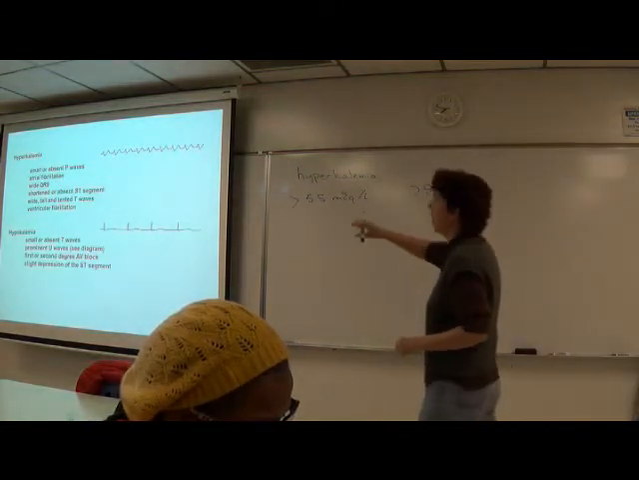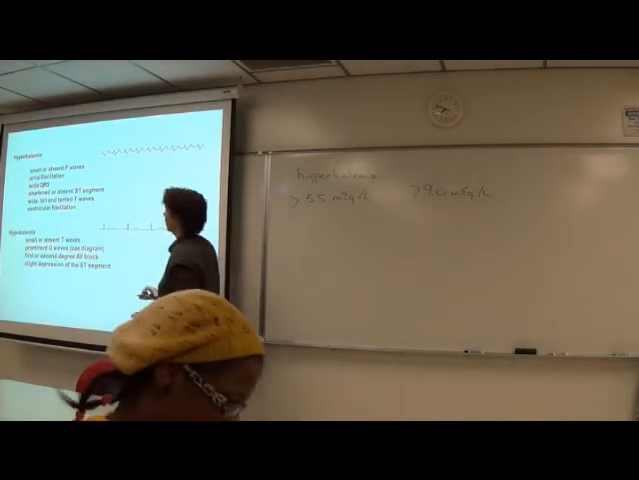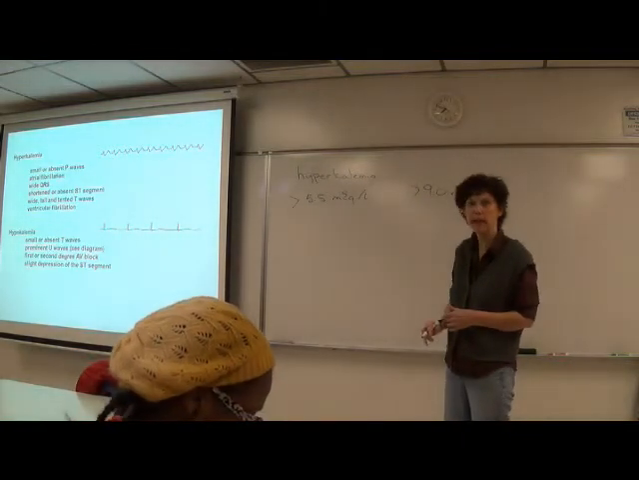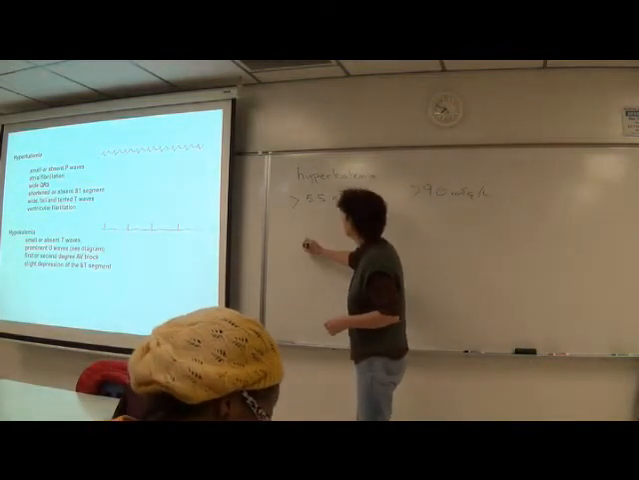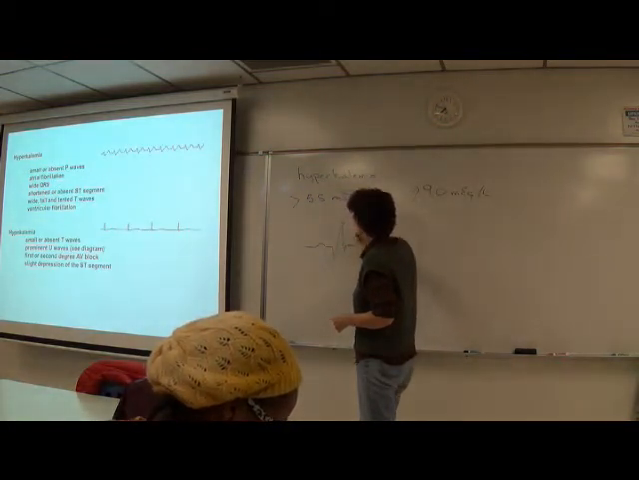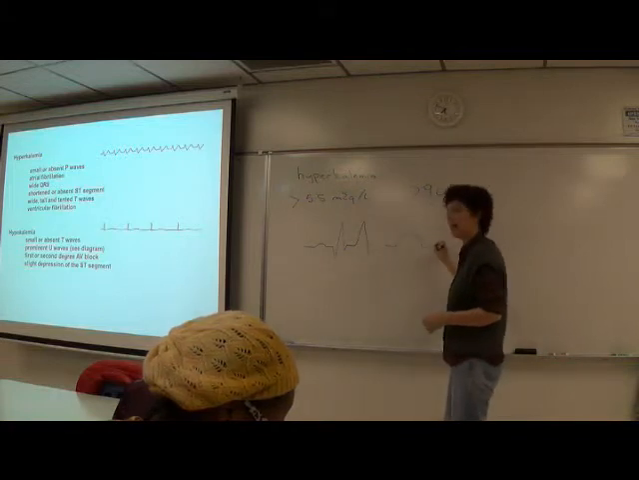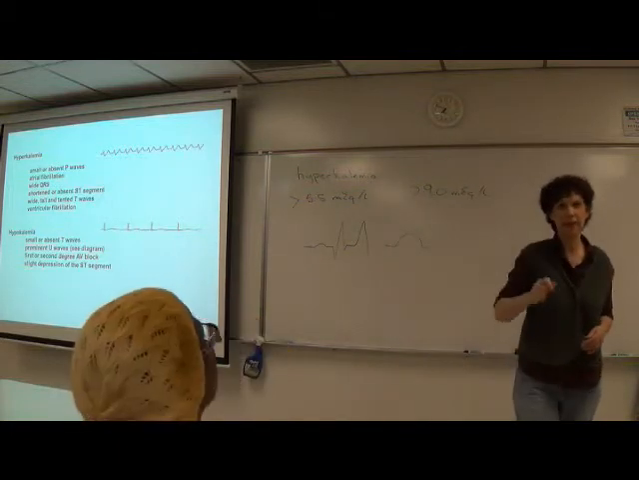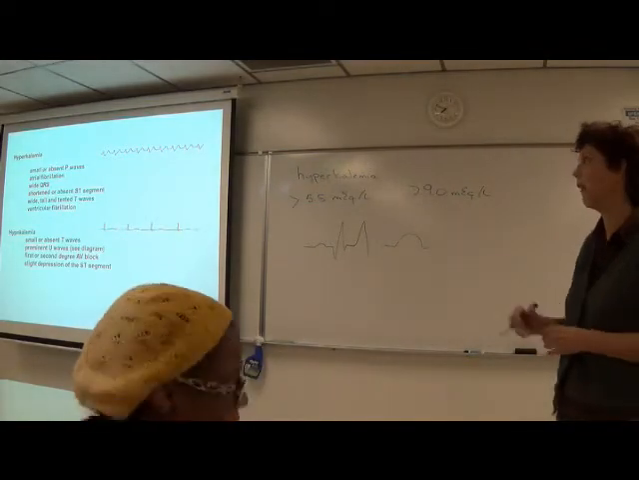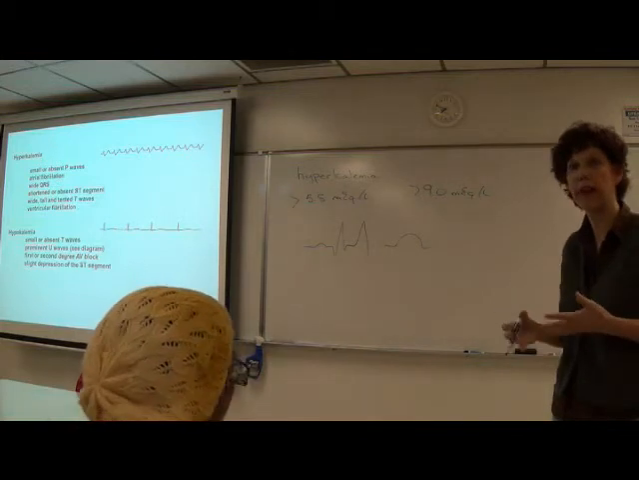So we start off with the early signs, which are wide, tall, and tented T waves. So if you're looking at a typical ECG, you see this, instead of the normal flattened, rounded T wave. And that has to do with the effect of hyperkalemia on the repolarization of the contractile cells.